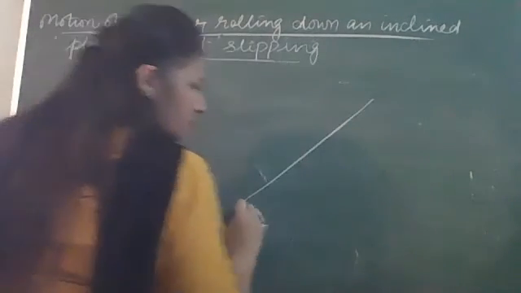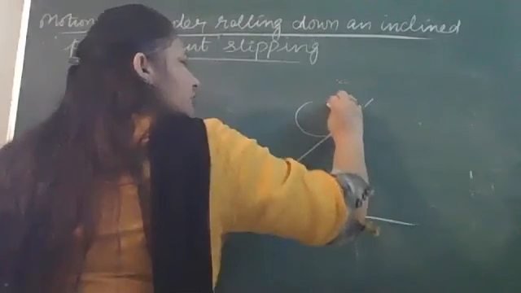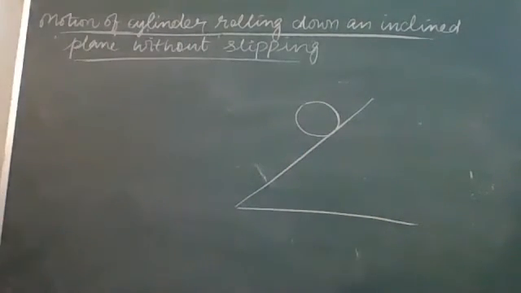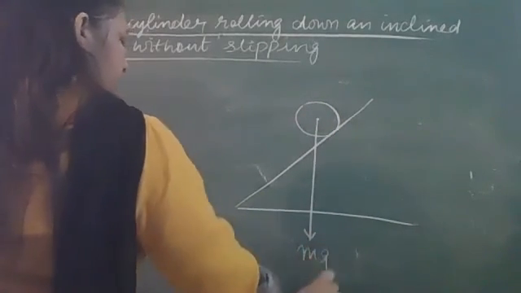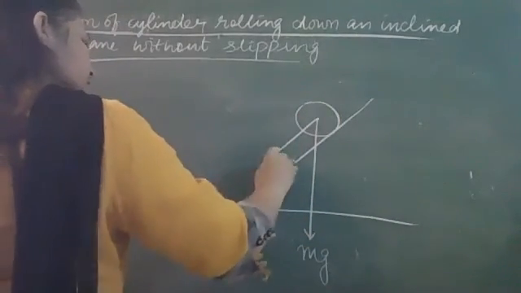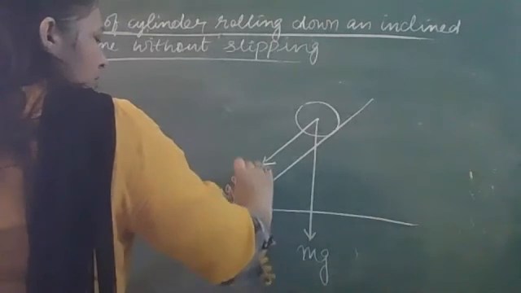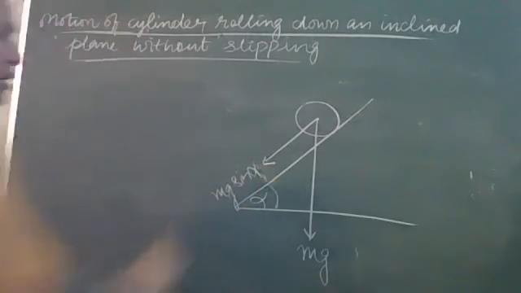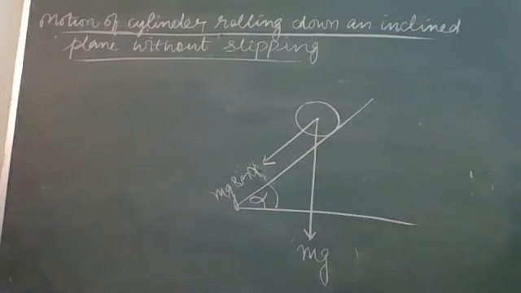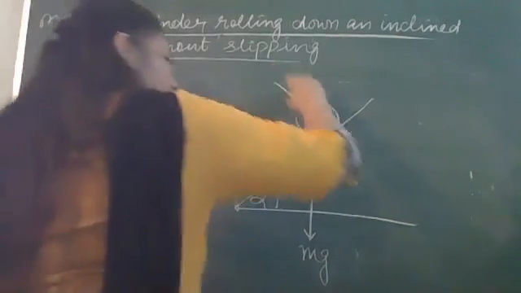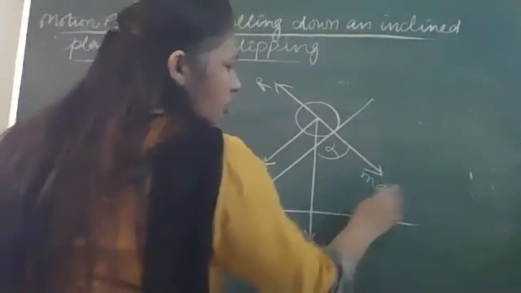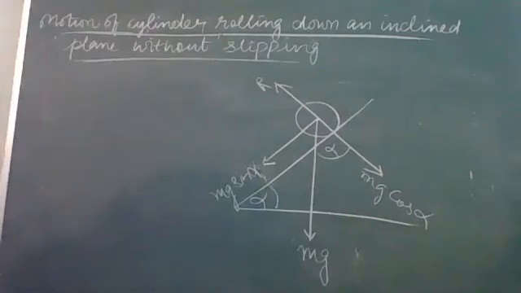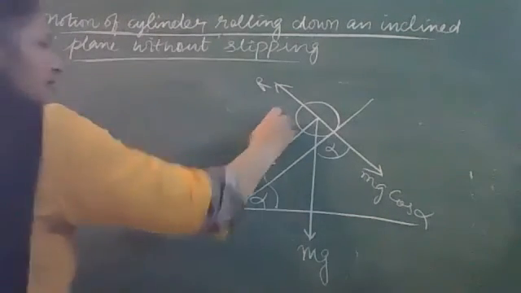So let us draw the cross section of a cylinder. We are drawing the cross section of the cylinder, it is rolling down the plane. So what forces are acting on it? Weight, mg, mg sin alpha, normal reaction, mg cos alpha. These are the forces acting and it is accelerating this way.